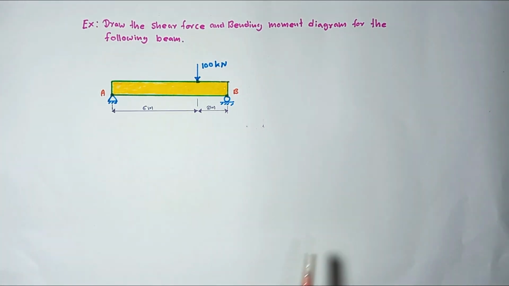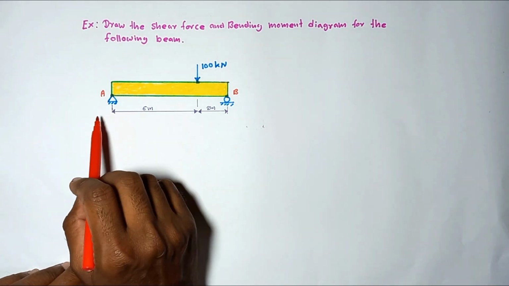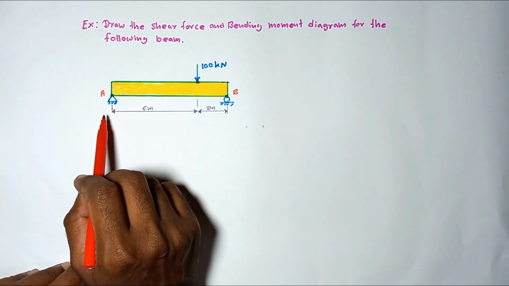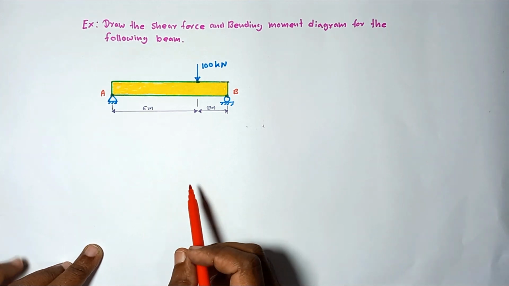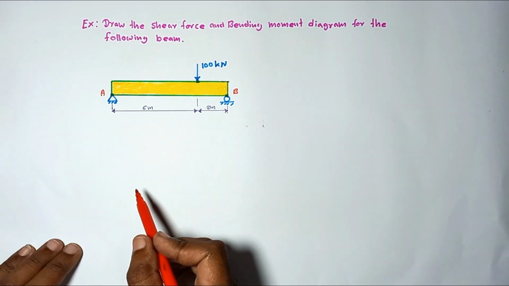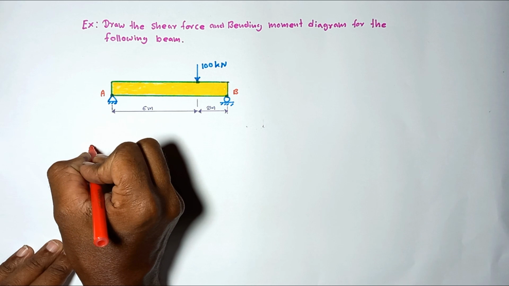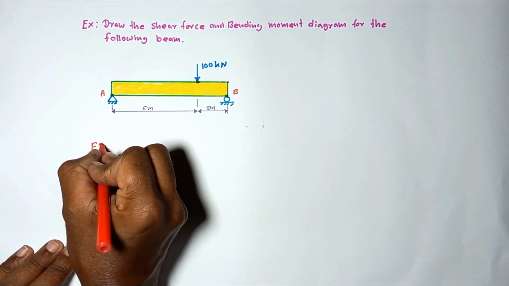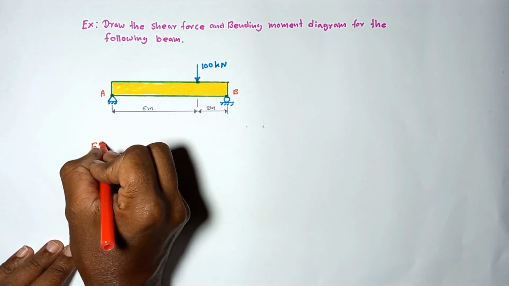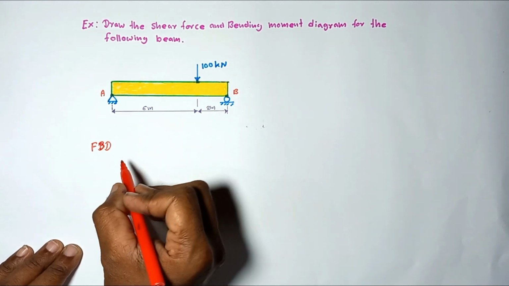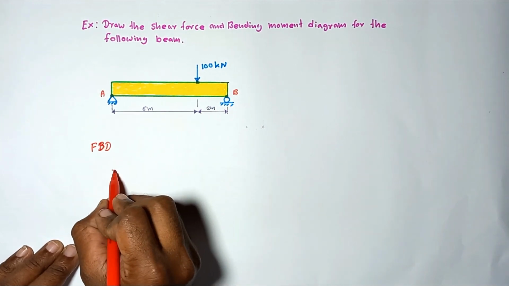As the first step, we have to find the support reactions. That is the first step when solving this kind of problem. To find the support reactions, first we have to draw the free body diagram for the entire beam. Okay, let me draw the free body diagram for the entire beam.